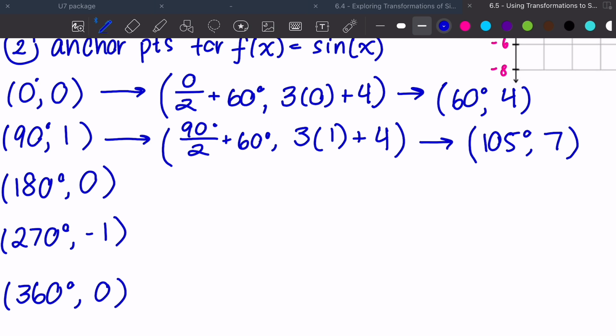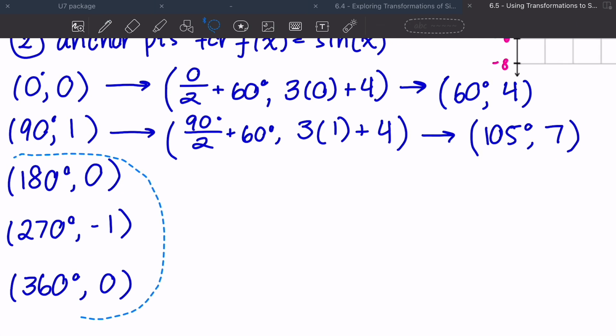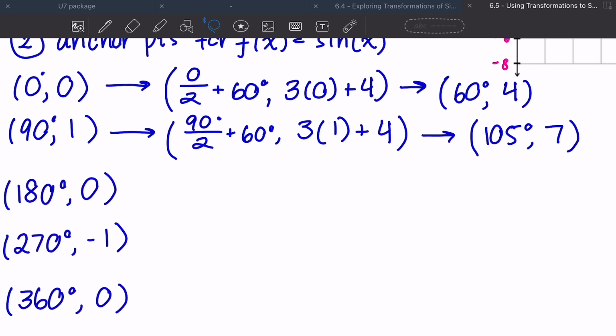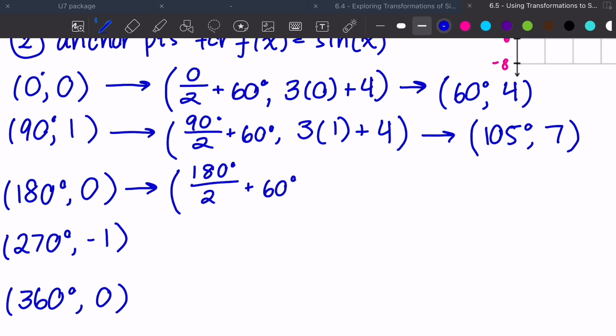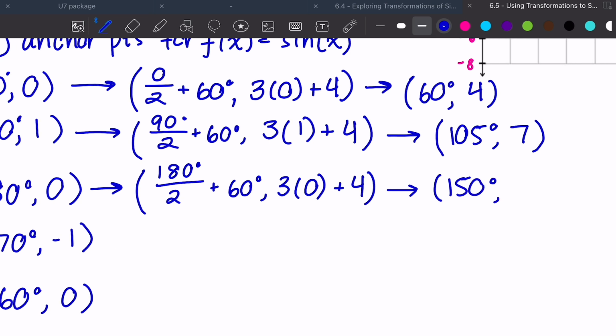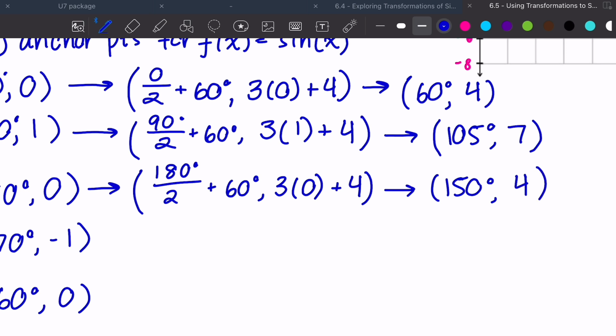Right. If I keep running through these points, I'm going to give myself as much space as possible to avoid super crowded work. Again, I'm going to keep repeating. 180 over 2 plus 60, 3 times 0 plus 4. You'll notice 180 divided by 2 is 90. 90 plus 60 is 150. And then 3 times 0 is 0, plus 4. We return back to 4.